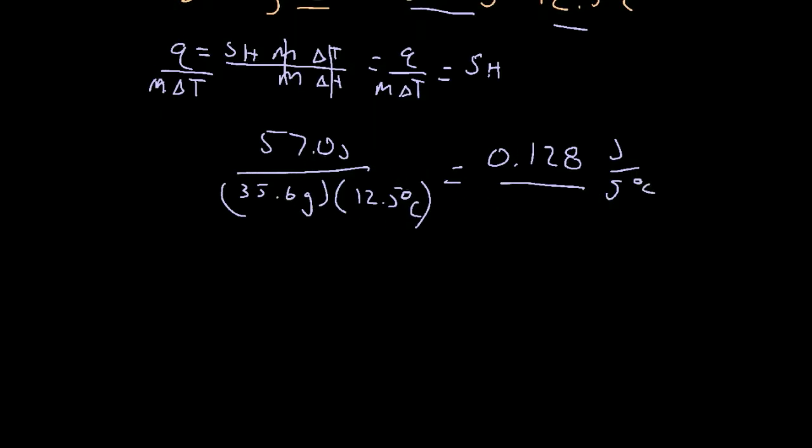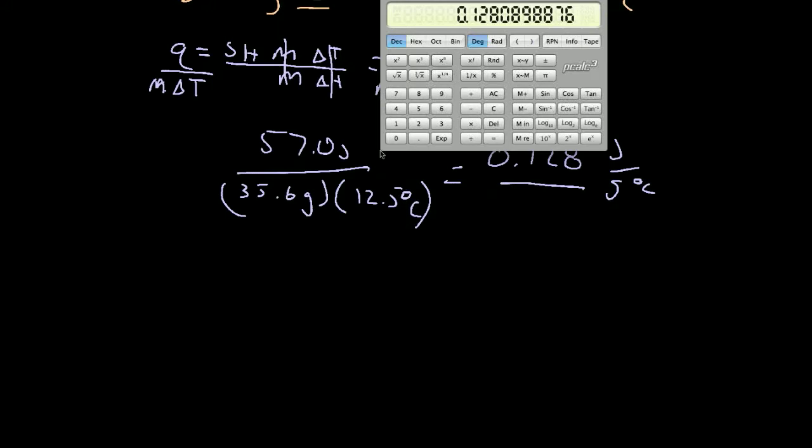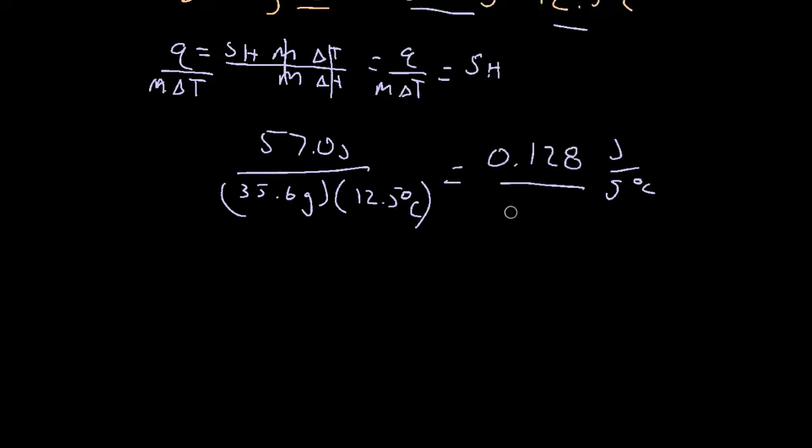You may have noticed something unusual that I did with my calculator, where I just did 57 divided by 35.6. Then I just turned around and divided that by 12.5. You can do 35.6 times 12.5, rewrite that down here, and then divide 57 by whatever that is. But it ends up being the same if you just take 57 divided by 35.6, then divided by 12.5. I have had people ask me about that in the past, so if you never learned that in math or algebra, it's just a time-saving trick that you can do. Anyway, that's how you solve for specific heat.